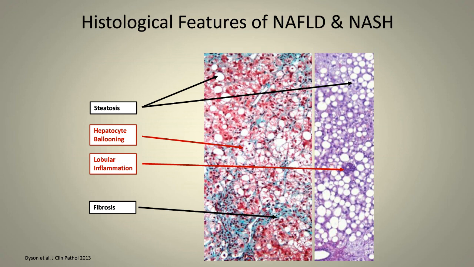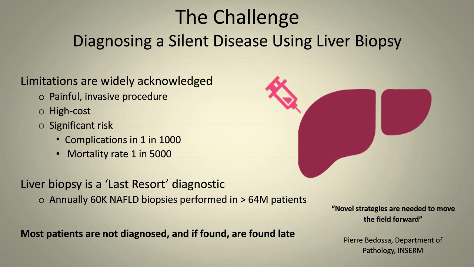So in the setting of fatty liver, what we're trying to do today is talk about how can we detect that fibrosis and how can we detect NASH non-invasively. Now, there are challenges with liver biopsy, as you guys know, so we definitely are looking for alternative non-invasive tests. We know these limitations and they're widely acknowledged.